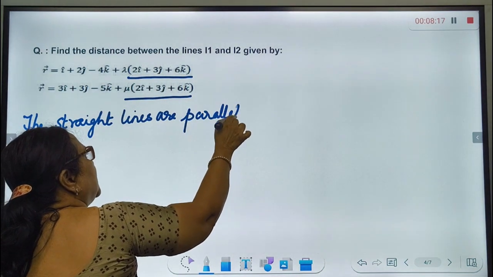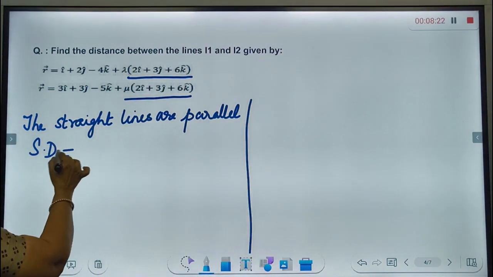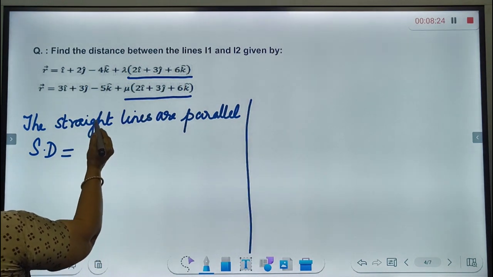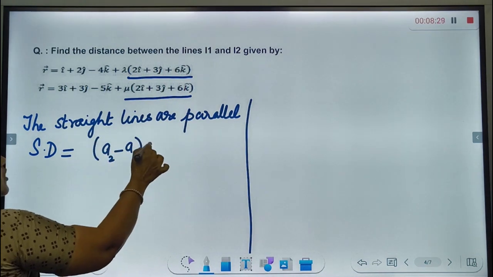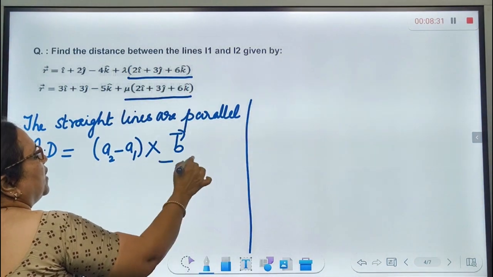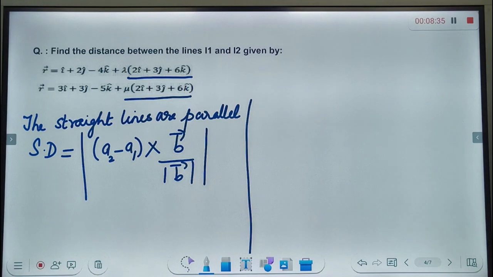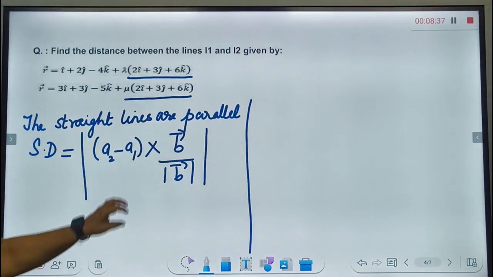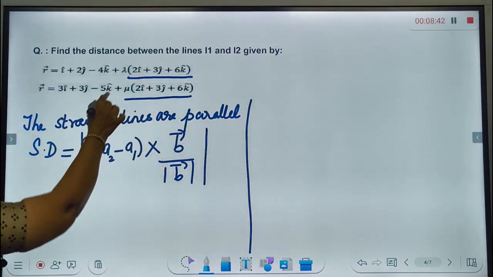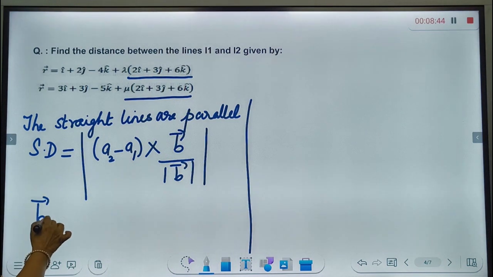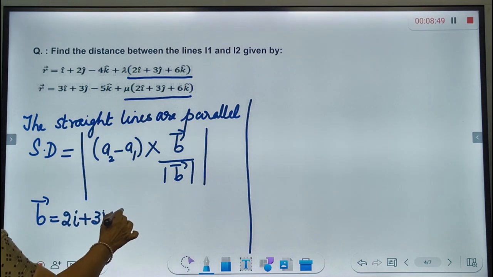If the lines are parallel, then how do you find the shortest distance? It is given by the modulus of b vector cross (a2 minus a1) divided by the modulus of b vector. You will always take the absolute value. Now, b vector is the direction of both the straight lines. That is, b vector is equal to 2i plus 3j plus 6k.